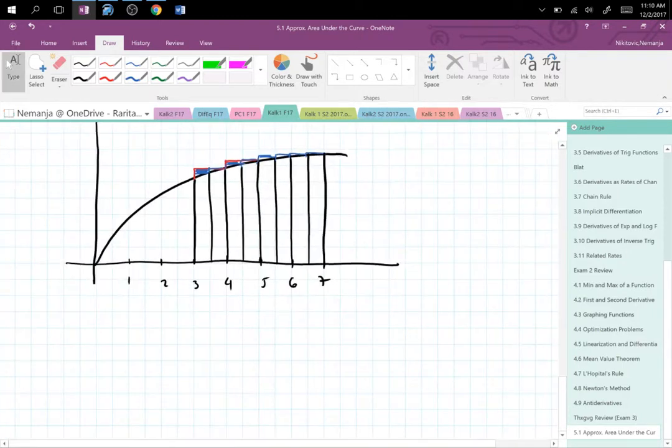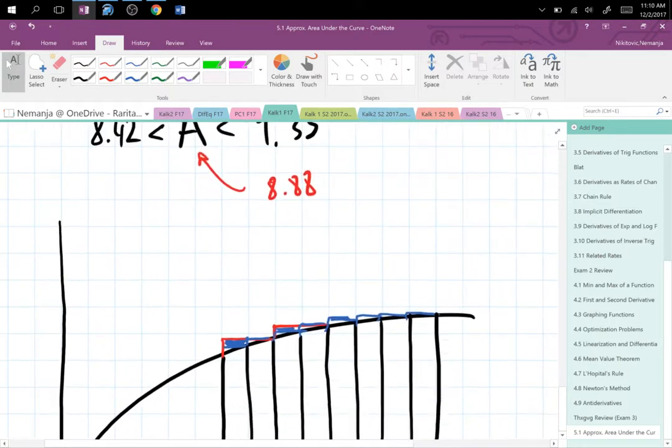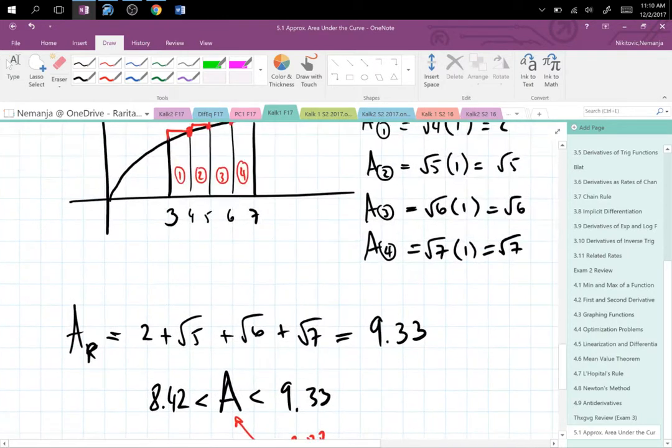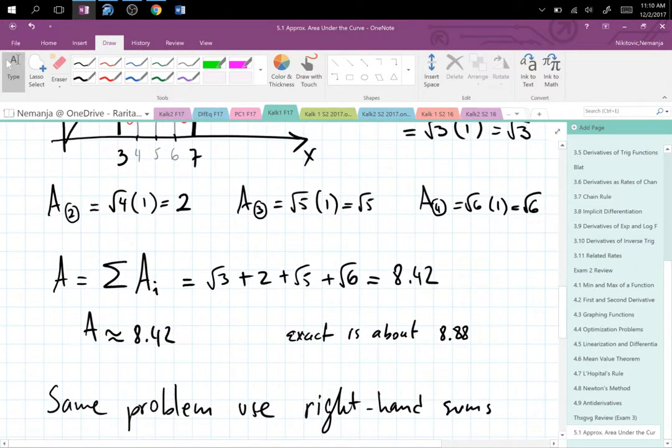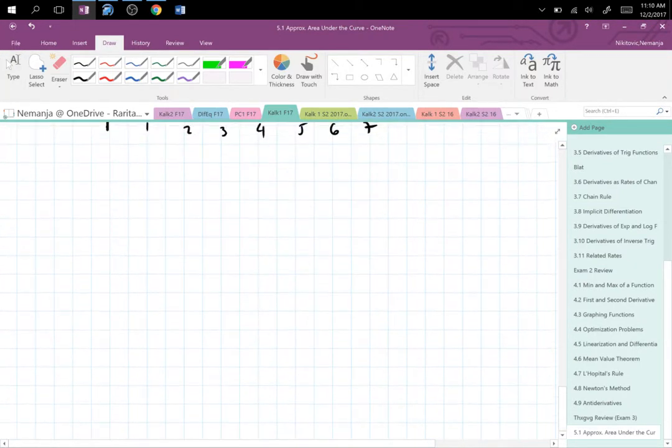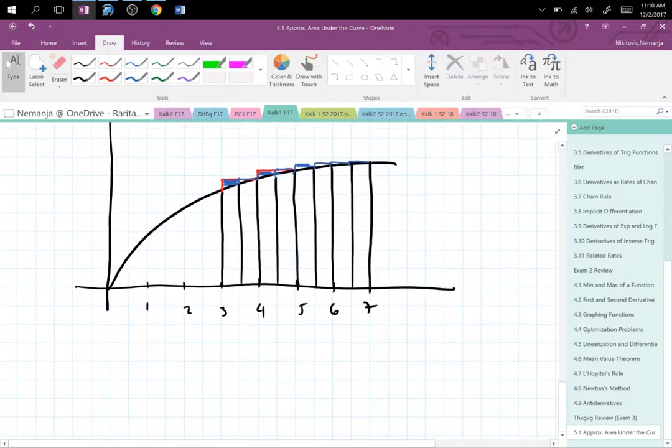But it's never a free lunch. What do we have to do? Less error. At what cost? More calculations, exactly. More calculations. So these are the right-hand sums now. And these right-hand sums have what?